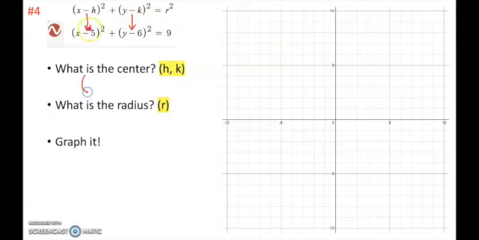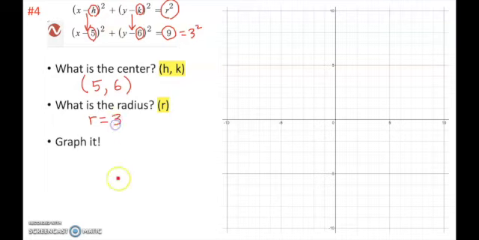So we know that our h term is going to be 5. And our k term is going to be, you guessed it, it's 6. So what's our radius then? Well, you know on the right hand side of our equal sign, it's r squared. So what squared is going to equal 9? That's right, it's 3 squared. So our radius is going to be 3.